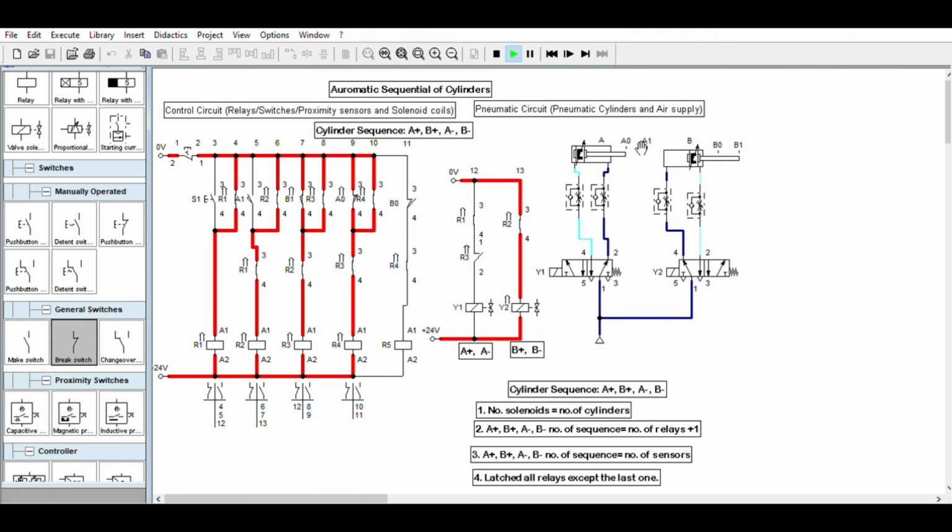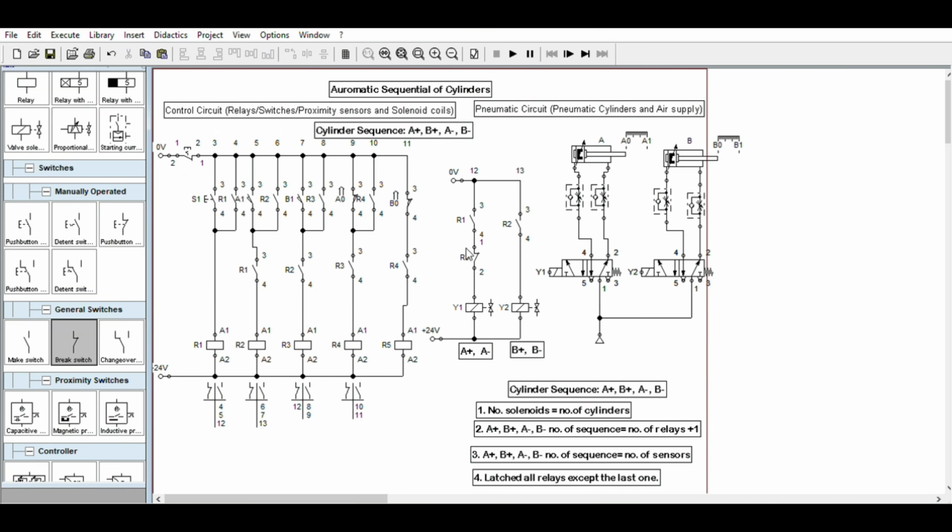Trigger. Now, how to open this one? This is returning now. This should open the solenoid of cylinder 2. This is Y2. So we are going to open this one with R4.